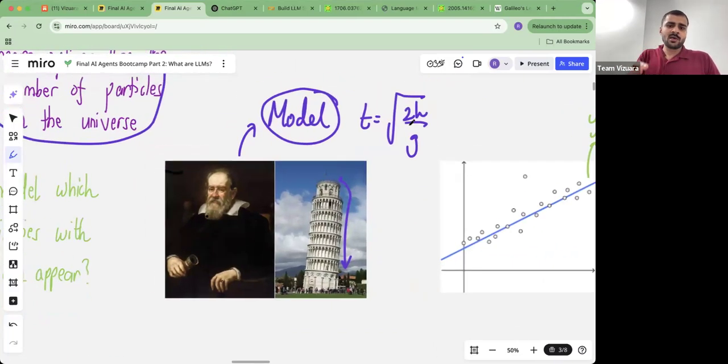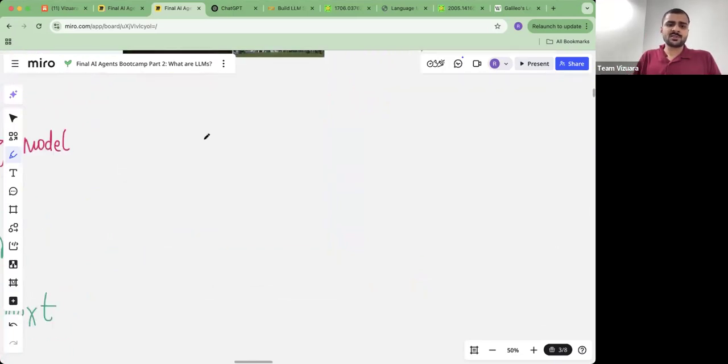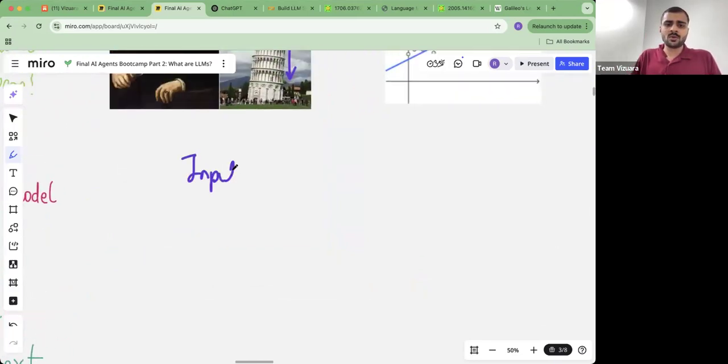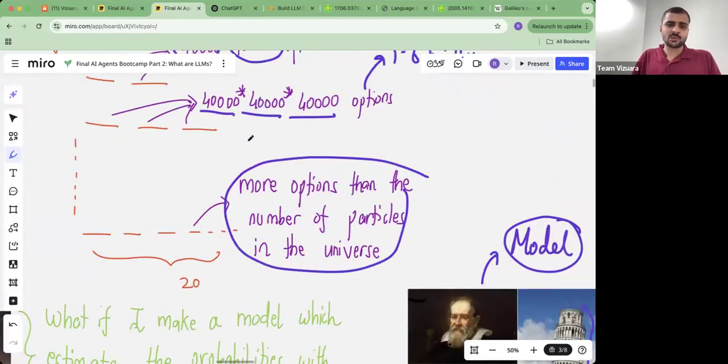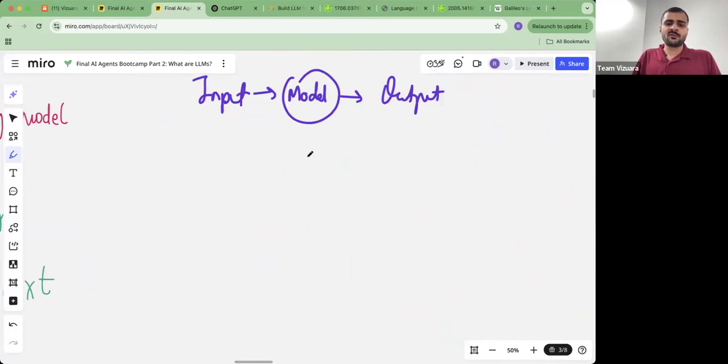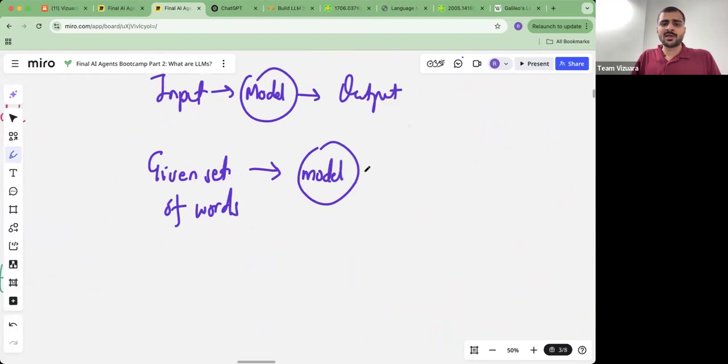So models can be very powerful, because what's essentially a model? You have an input, the input goes to the model, and you get an output. So what if we do something similar in this case also? In this case, what if I take my given set of words, I pass it into a model, and what I want as the prediction is my next token.